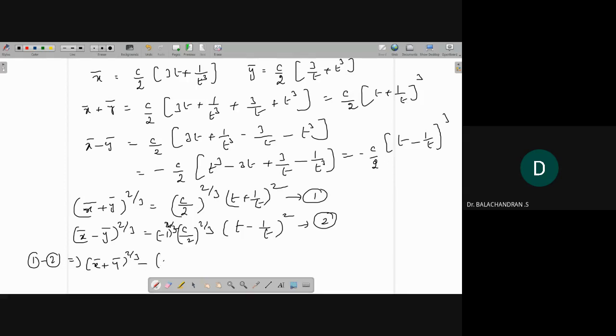So 1 minus 2 implies x bar plus y bar whole power 2 by 3 minus x bar minus y bar whole power 2 by 3 equal to, taking C by 2 whole power 2 by 3 commonly, t square plus 1 by t square plus 2t minus t square plus 1 by t square minus 2t. So we have 4t here.